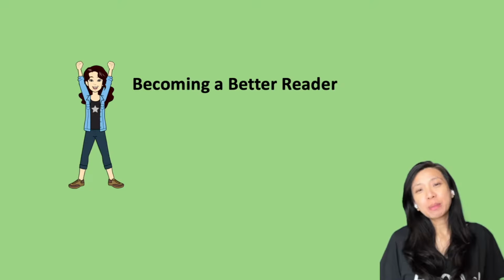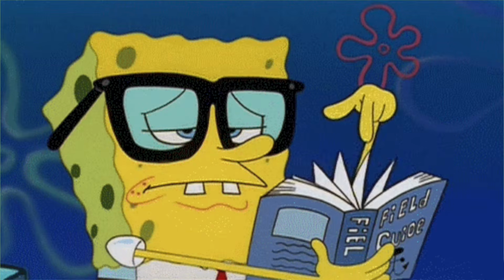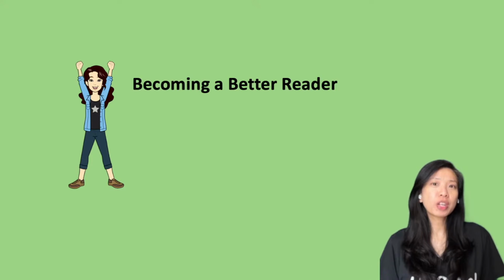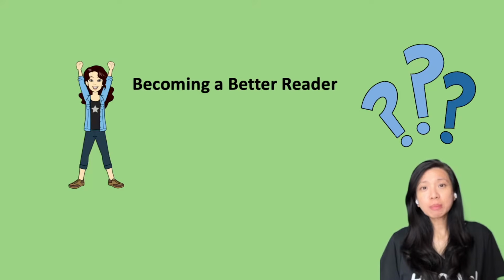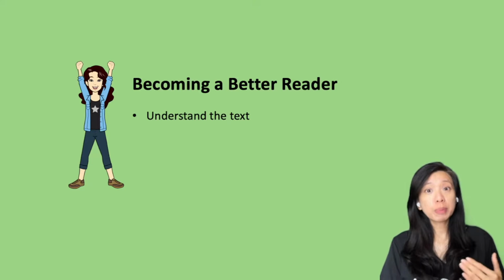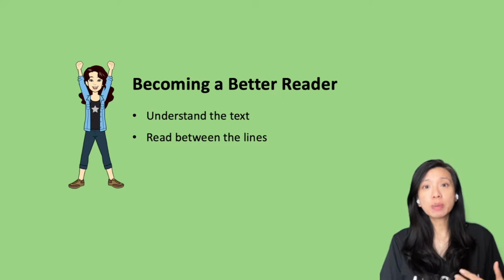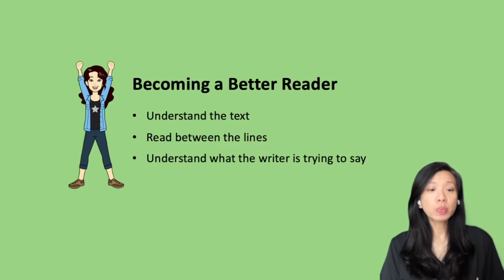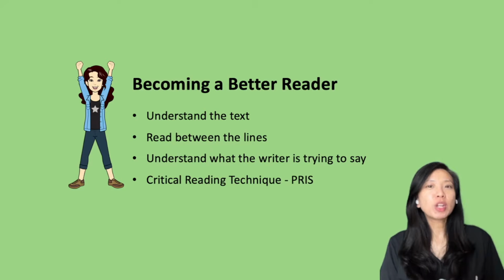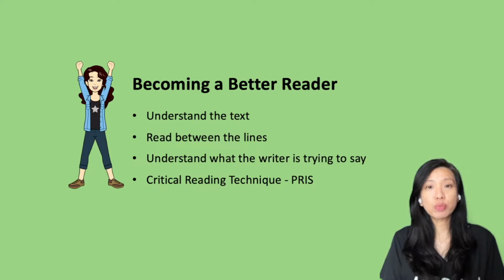And so in today's video, we will look a little bit more at how to become a better reader. Now, there are many people who always say, read more and you become better at reading, you become better at understanding, and it will help your reading comprehension as well. However, what does it actually mean to become a better reader? So being a good reader means that you need to be able to understand the text, you need to be able to read between the lines, as well as understand what the writer is trying to say. So we are going to be looking at a critical reading technique, and you can use this technique in order to help you improve your reading skills, basically to help you understand whatever text that you're reading a little bit better.